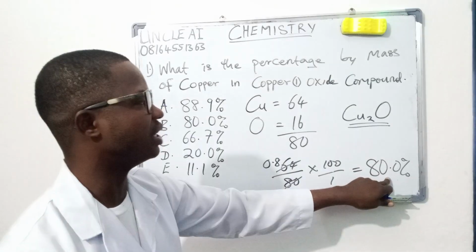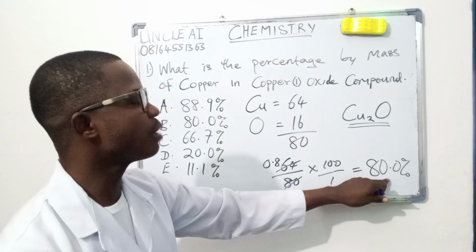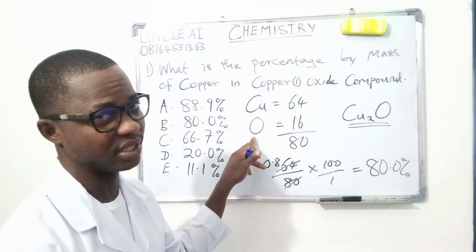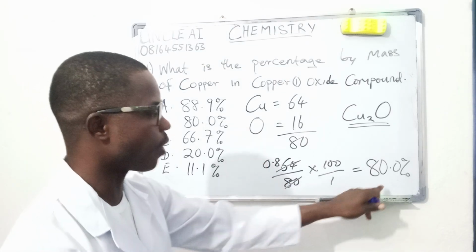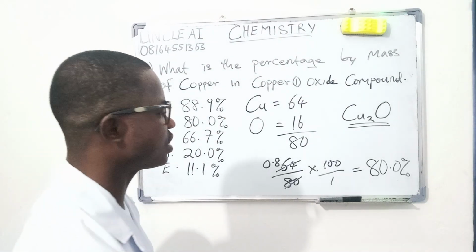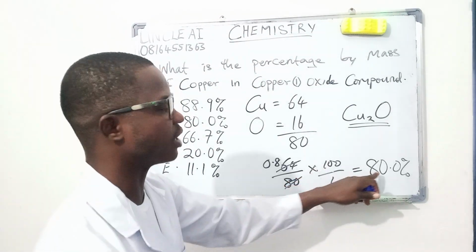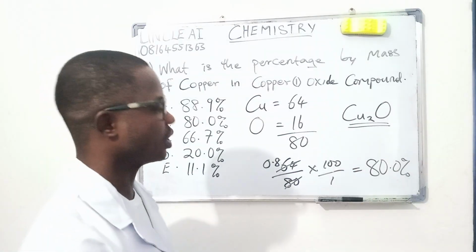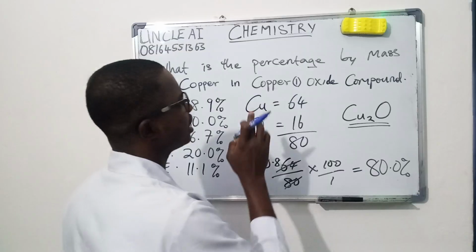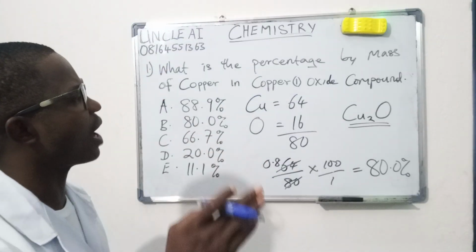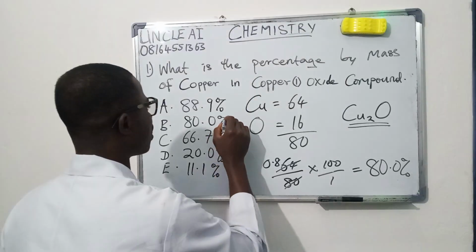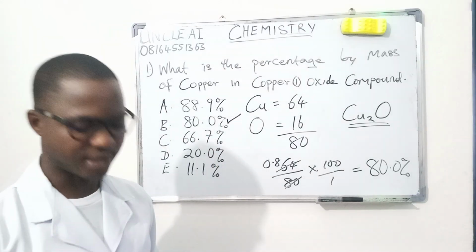And invariably, the remaining 20% is that of oxygen. Remember, they did not ask us of oxygen, but from here, if we want to calculate that of oxygen, we will have 100 minus 80 to give us 20. But that's not the case. Now, this 80% is the percentage by mass of copper in copper 1 oxide. And that makes option B the correct answer.